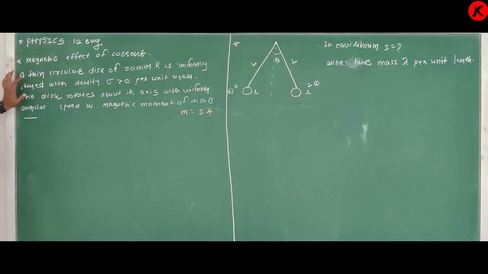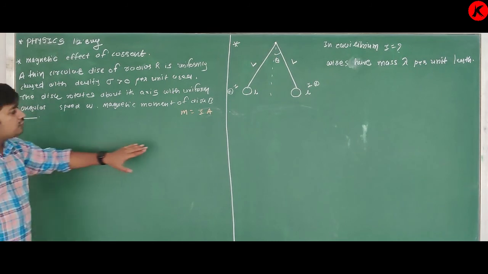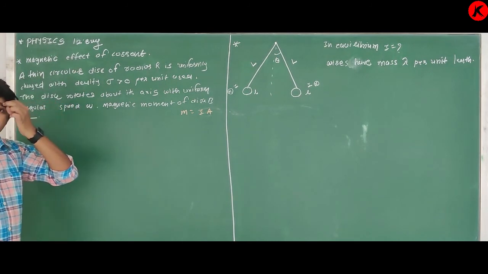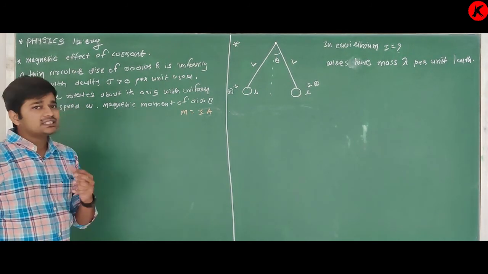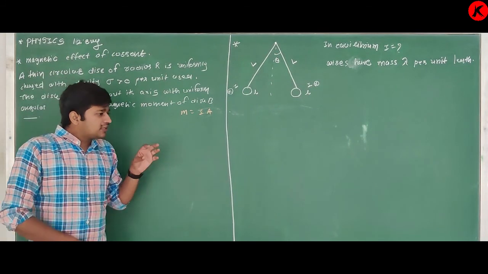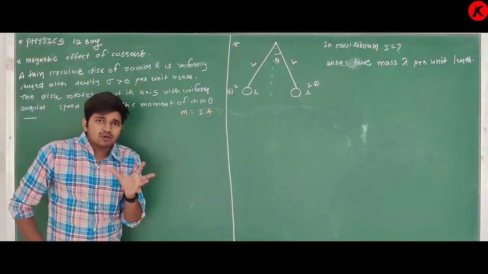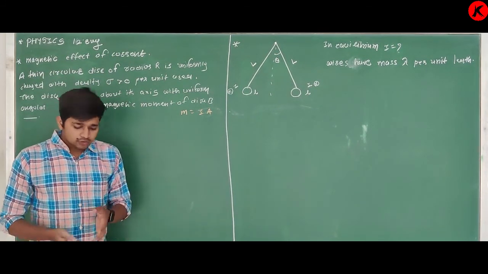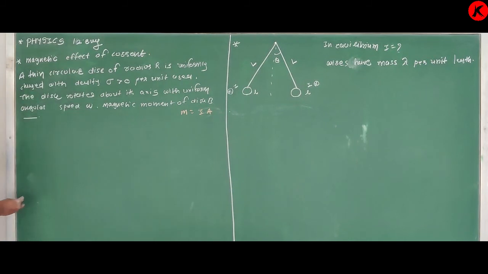You are given a thin circular disc of radius r, which is uniformly charged, a uniform charge distribution on that disc. So first of all, you have to find the equation of current. What is the current flowing in this disc? But it is difficult. It is given that the whole disc is uniformly charged, so how to find the current? So see, how to solve this question?